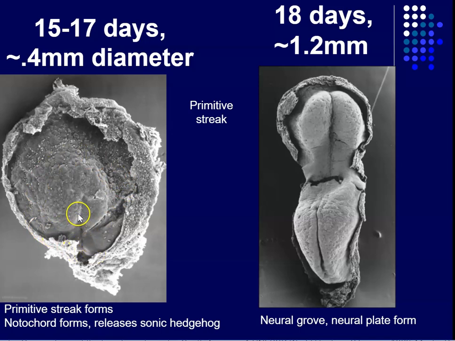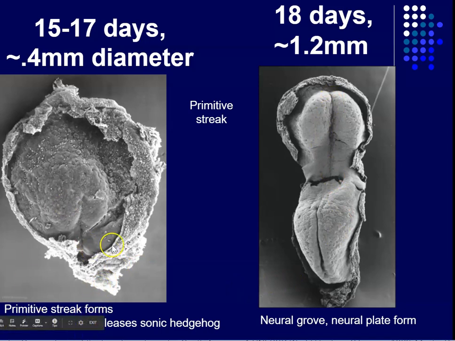You can see the beginnings of what's called the primitive streak here, this little groove that forms. It starts on the posterior end and works its way anteriorly. This is really the first stage of development where you get some differentiation, where the cells start to become specific kinds of cells instead of just generic, undifferentiated cells. Over here, just a few days later, you can see that streak, that primitive streak, the groove has worked its way all the way up to the anterior part of the embryo.